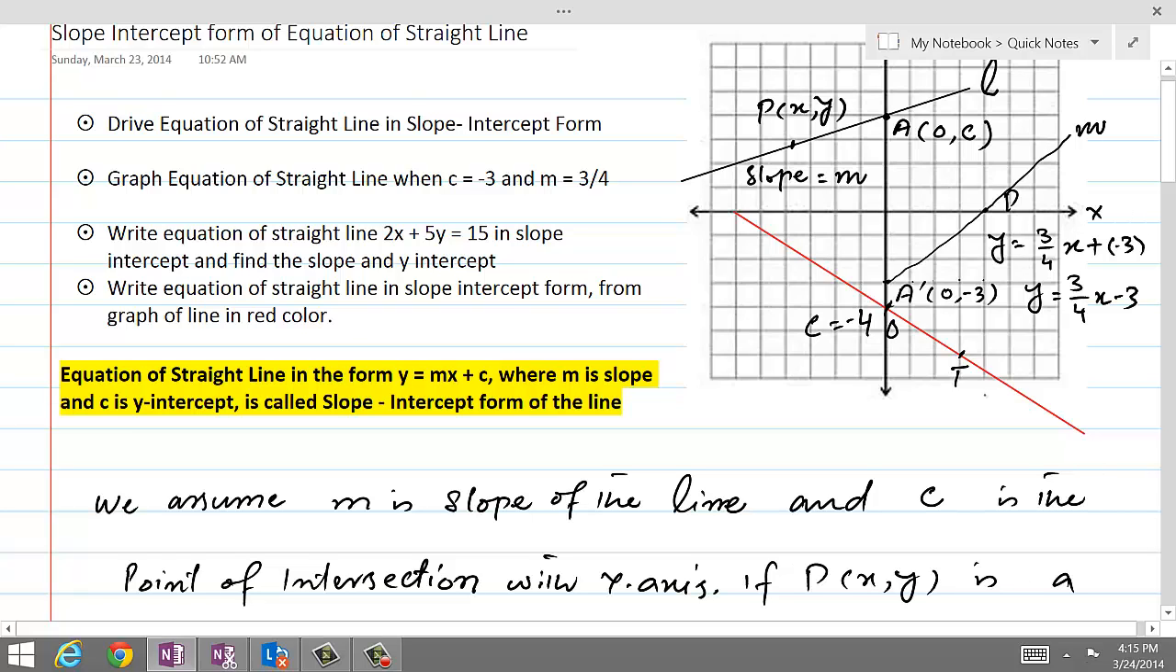From O to T, we have to run 1, 2 and 3 units toward the right, so m would be equal to run is how much? 1, 2, 3. So we run 3 units toward the right, so 3 will be the denominator, and then 2 units down, toward the negative direction. Therefore this would be minus 2, and the equation of the line would become y equal to minus 2 over 3 x minus 4. This is how we can find the equation of a straight line.